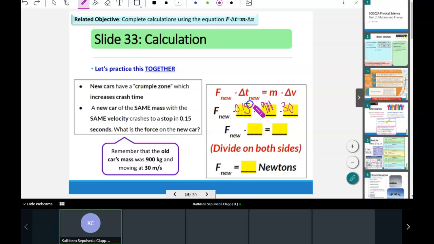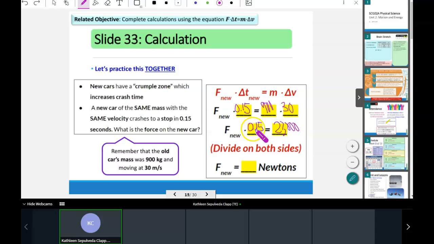Now, knowing from the last equation there, what is the force of the new car? I know this is going to be 27,000. I don't need to calculate that again because 900 times 30, we've already figured that out. The only thing that's different is that 0.15, so I'm just going to bring that down.